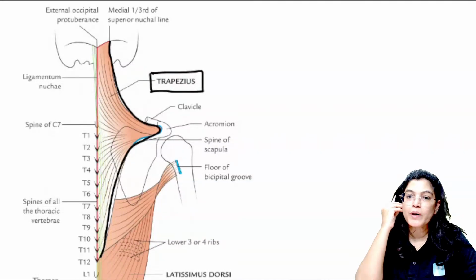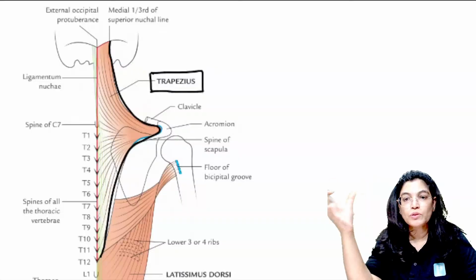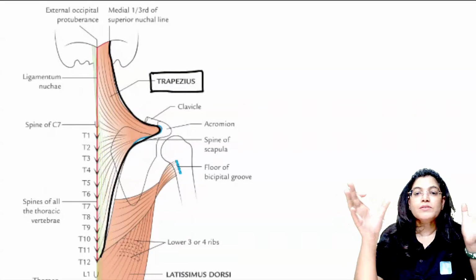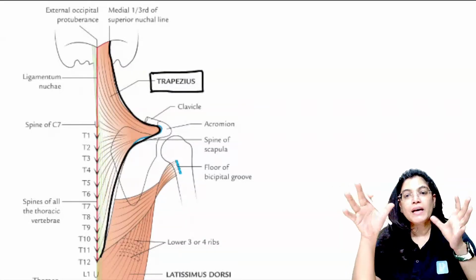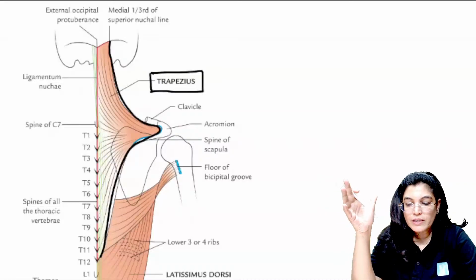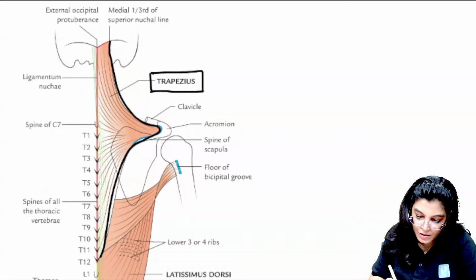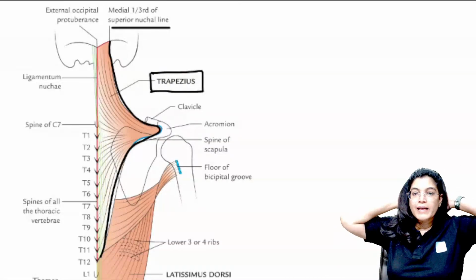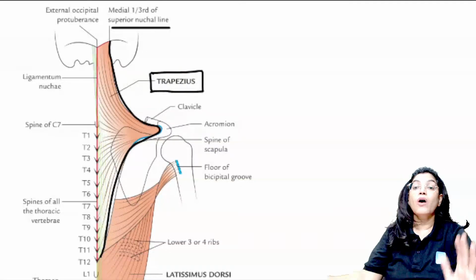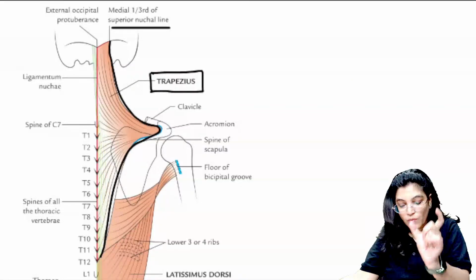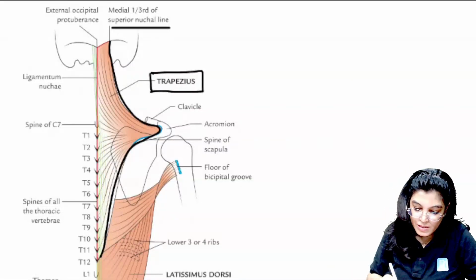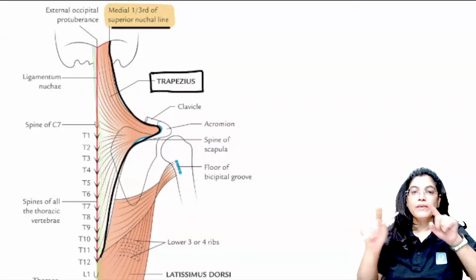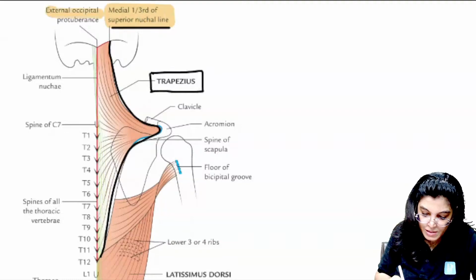First I would like to explain the origin, and then I will come to the insertion point. In other words, origin and insertion can be described as attachment also. It is originating from the medial third of the superior nuchal line. Can you see here? On the posterior aspect of the skull we have the occipital bone, and the superior nuchal line radiates from the external occipital protuberance.